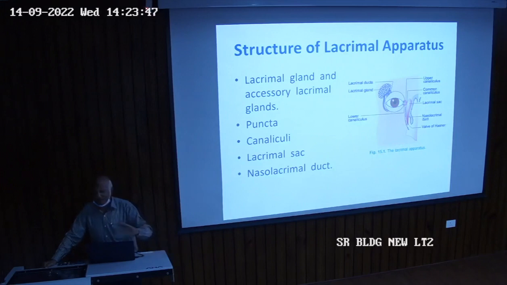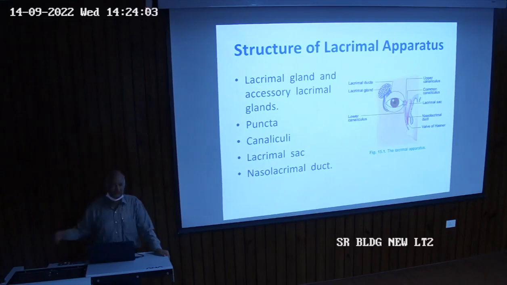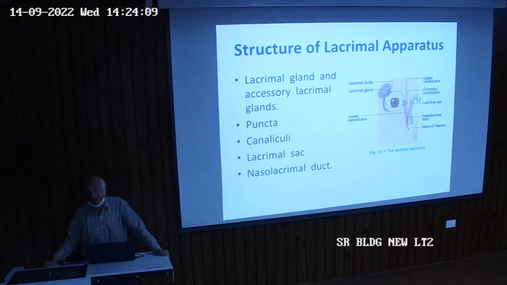One is hyperlacrimation, another is epiphora. Hyperlacrimation is when somewhere irritation is there and there is more secretion. Then epiphora is when the drainage, punctum, canaliculi, sac, is obstructed somewhere. The tears flow over the cheeks. That is epiphora. We will learn the different causes. Today we are discussing some part of it.